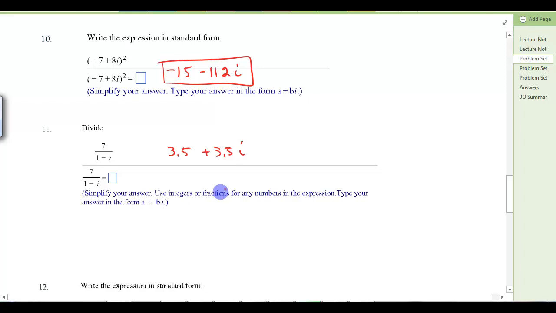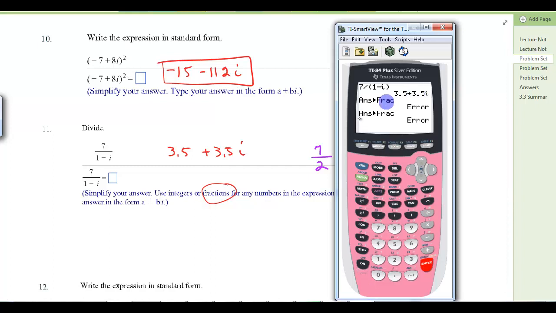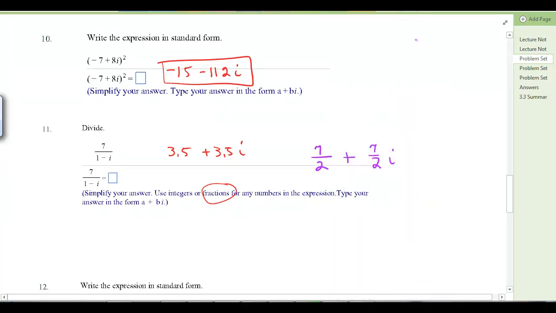The answer that they're looking for is wanting fractions. They don't want decimals. That's where we run into the problem. So 3.5 is the same as 7 halves. And so you would have 7 halves plus 7 halves i. What you could do is try doing it just by one part and just saying 3.5 math, fraction, enter, and it would change that to 7 halves. So it may not do it in the problem. I mean, it'll give you the decimal, and then you may have to do each part to get that. You could do that, and that would work.